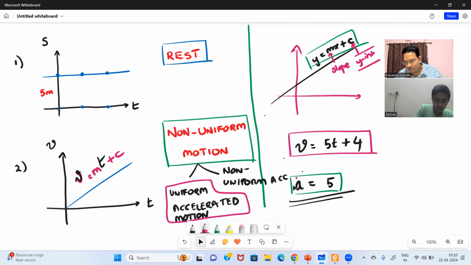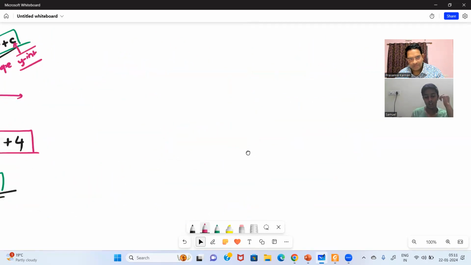So when you differentiate velocity, you get acceleration, you get 5, which is a constant. When acceleration is constant, what kind of motion is this? Uniform accelerated motion. Correct. Very good. Is it clear to you now? Yes, good. Okay.